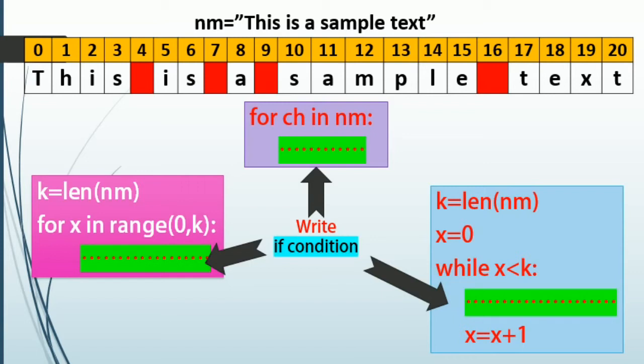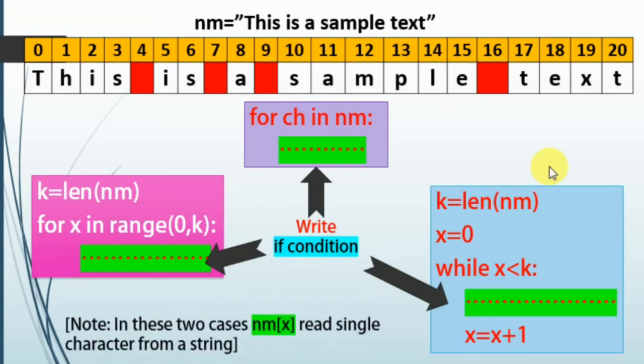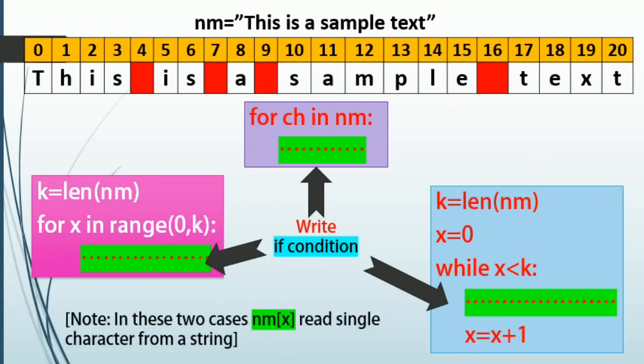Same way for x in range, nm of x is going to give you, same way in while also. So this is the process that you need to understand. This is a fill up that you're going to fill, and nm of x is going to be used. You already know that in these two cases nm of x is going to be used. Only in the first case you have to use ch for checking.